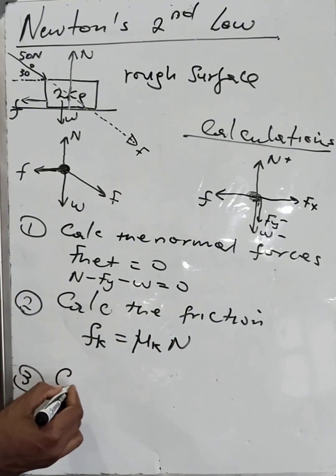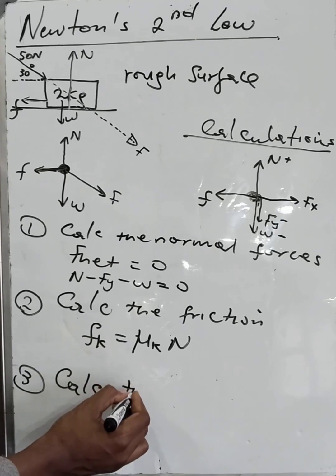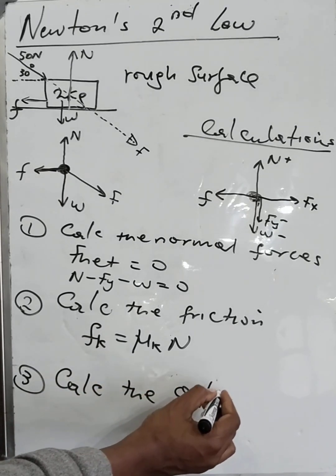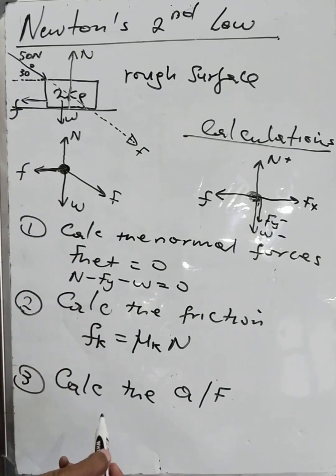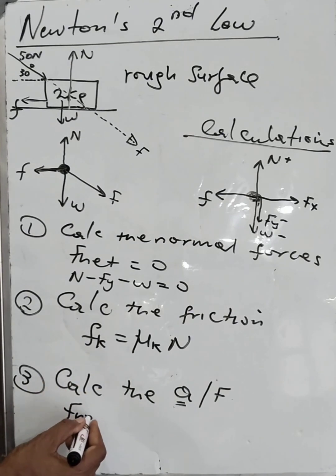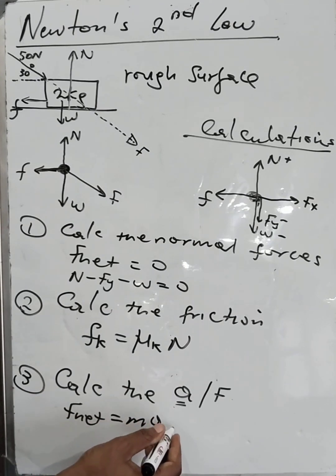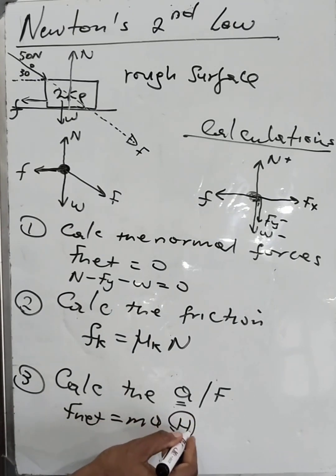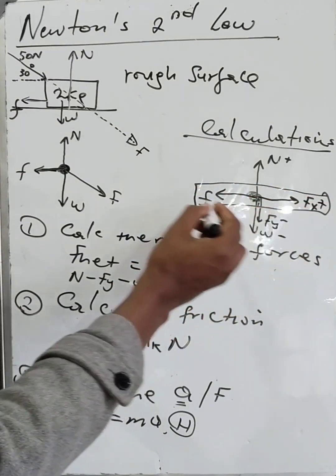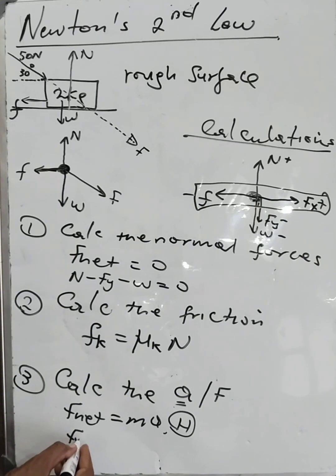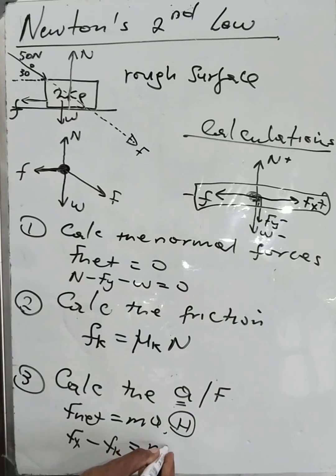Number 3, can say calculate the acceleration, or they can say calculate the force applied. Now the force applied is already given, 50 newtons, so we can calculate the what? The acceleration. When we calculate the acceleration, F net is equal to ma. The focus is on horizontal forces. This must be positive, this one must be negative. Fx minus F friction is equal to ma. Then we calculate the acceleration.